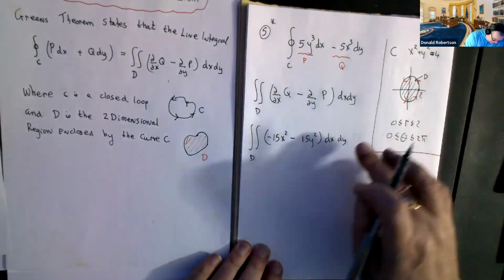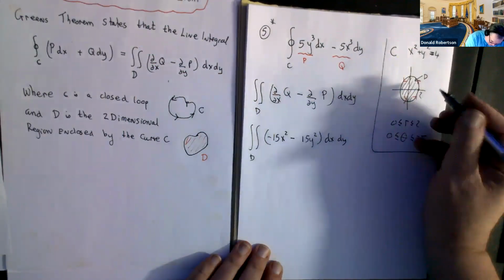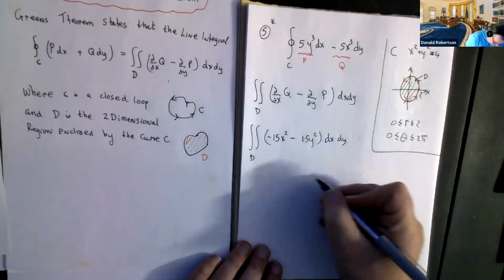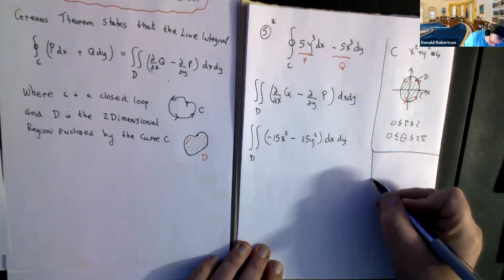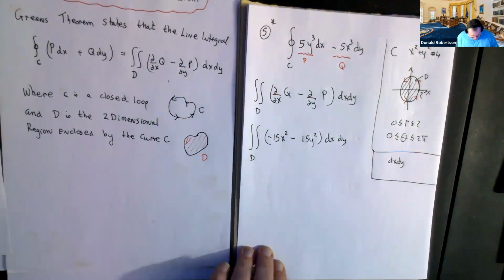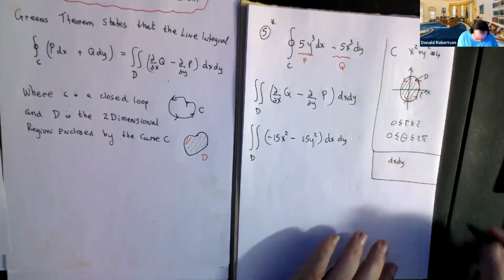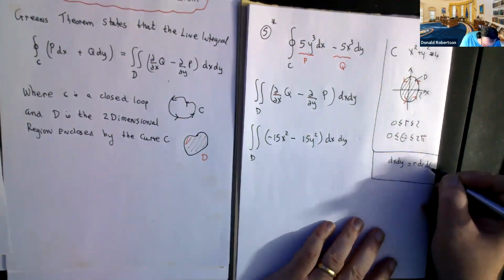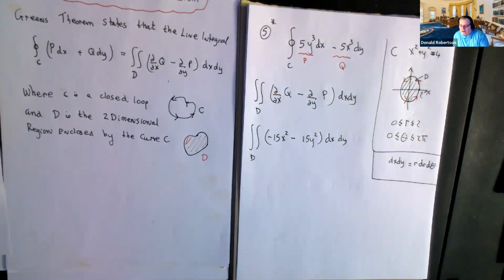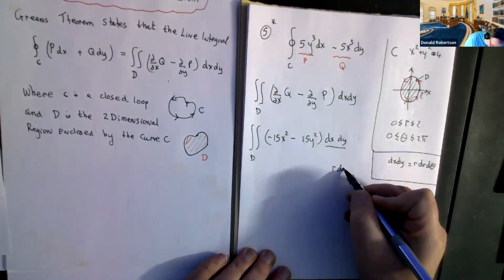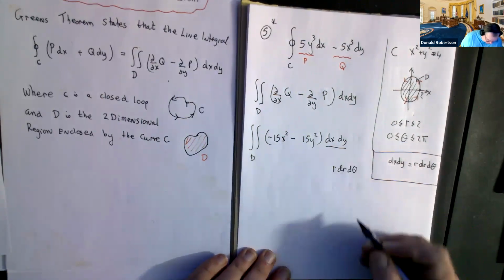Trying to do this circle in the limits of integration in x's and y's is not a good idea, which is why I'm doing this though. So when you do a conversion from x, y into r and theta, you remember you get an extra r, so it's r dr d theta. So these guys here are now going to be r dr d theta.